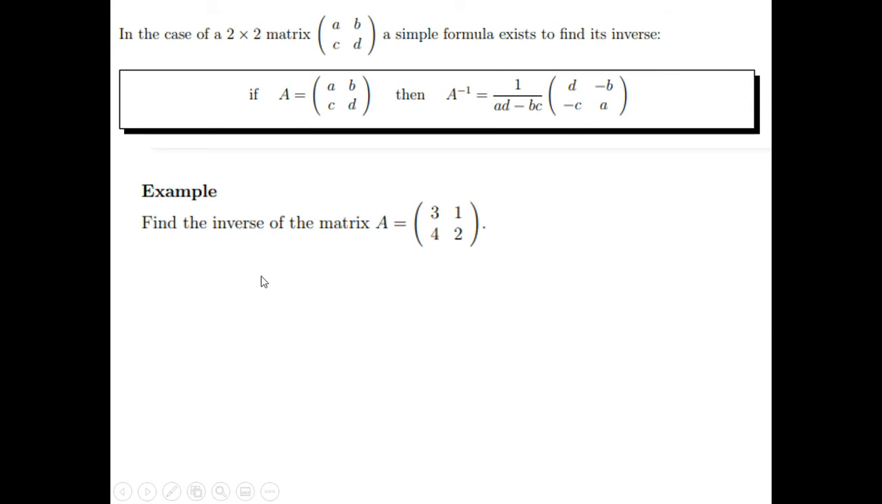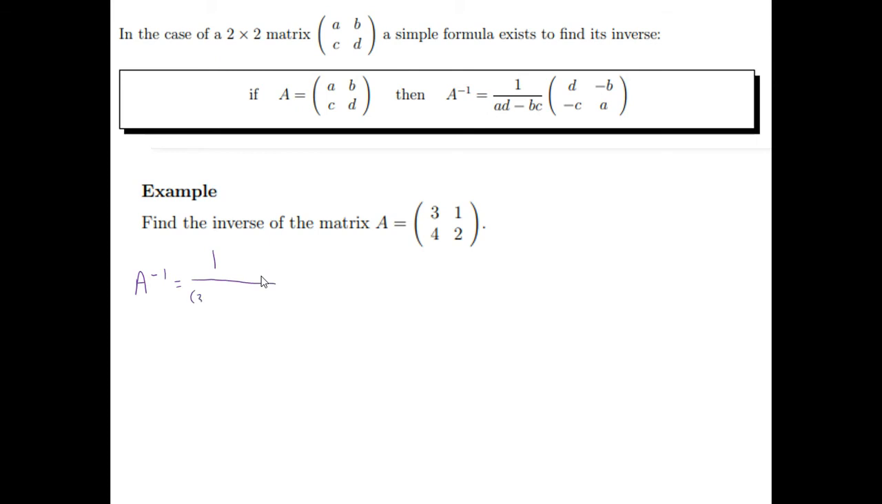So here is an example of finding the inverse of a matrix that's 2 by 2. This only works for 2 by 2. For a matrix that's a 3 by 3, 4 by 4, etc., it gets a little bit more complicated. And we don't need that here in pre-calc, but you will need it in linear algebra if you take that in the future, and you'll learn it there. So, how to find the inverse of a matrix using a formula.